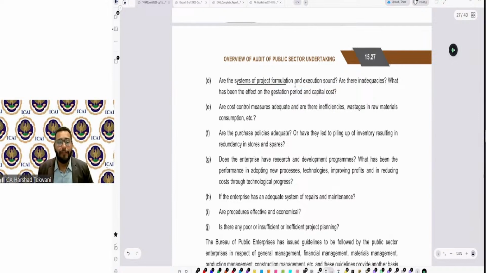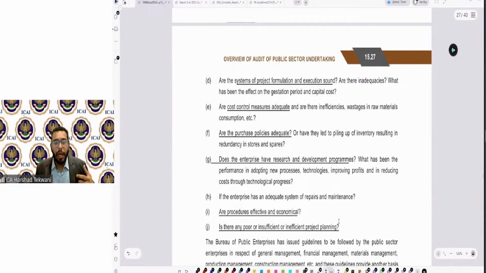Whether the system of project formulation and execution is sound or not. Whether the cost control measures are adequate or not. Whether the purchasing policies are adequate or not. Does the enterprise have research and development programs? Does the enterprise have an adequate system of repair and maintenance? Are procedures effective and economical or not? Is there any poor or insufficient, inefficient project planning? So I'll just show you one example with respect to this.